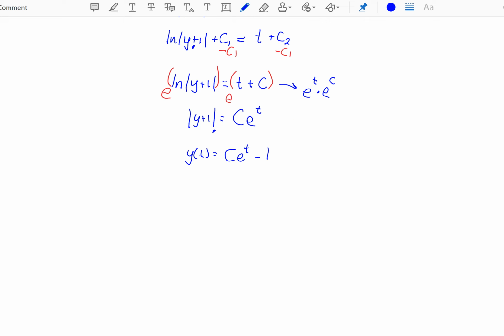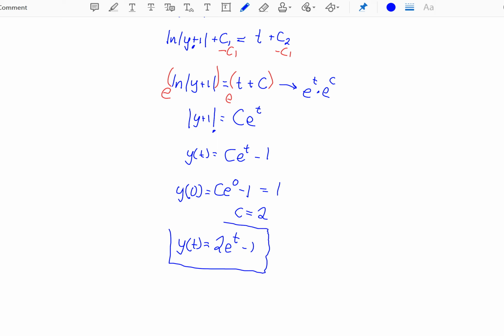We had the initial value problem, though, that y of 0 was 1, so let's find our constant c. We know y of 0 is going to be c e to the 0 minus 1, and this has to be equal to 1, which should tell us c is equal to 2. So we get 2e to the t minus 1. This is the solution to our IVP. 2e to the t minus 1.